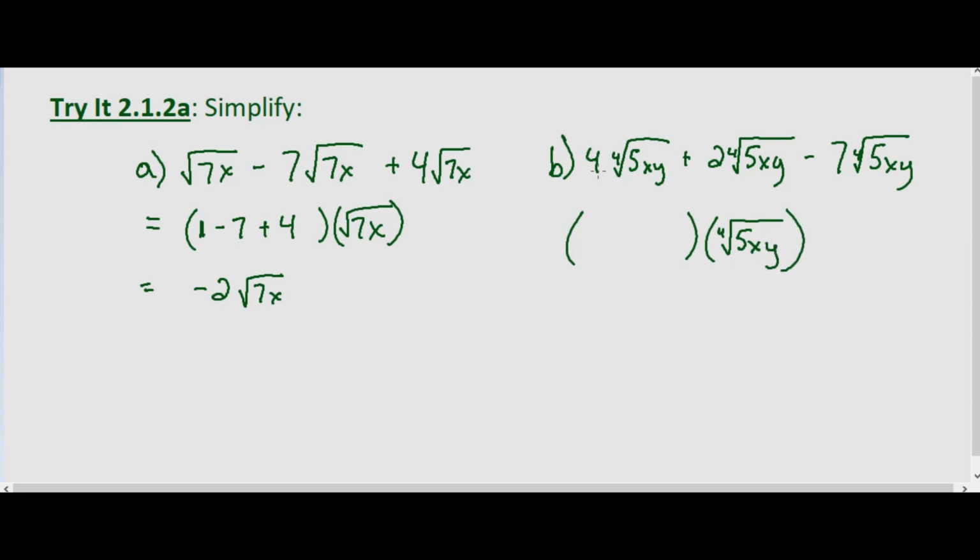And what are we left with? We're left with 4 plus 2 minus 7. That equals negative 1. 4 plus 2 is 6, minus 7 is negative 1. So this ends up being the negative fourth root of 5xy.